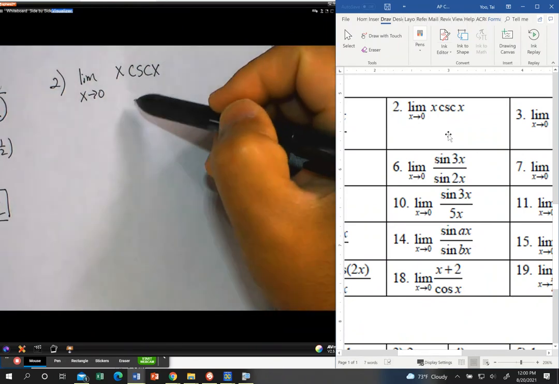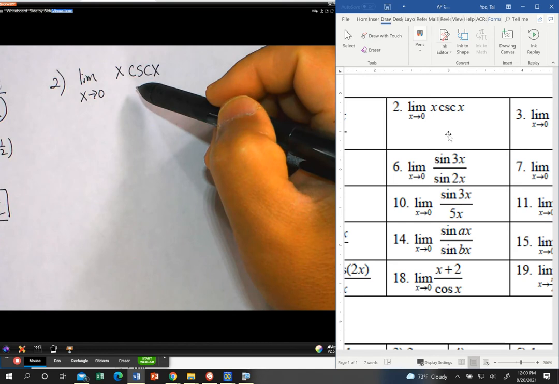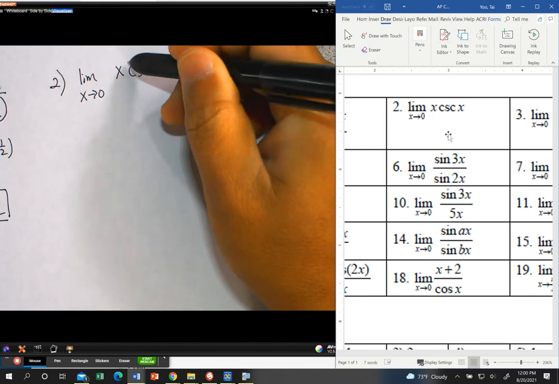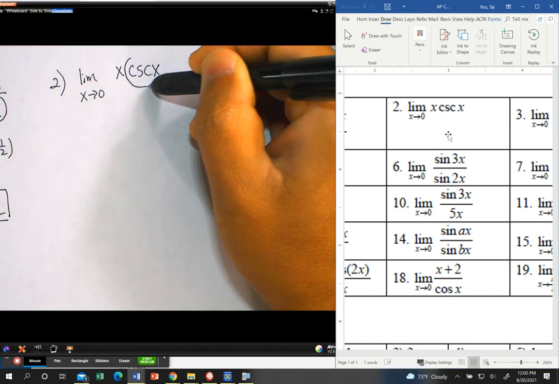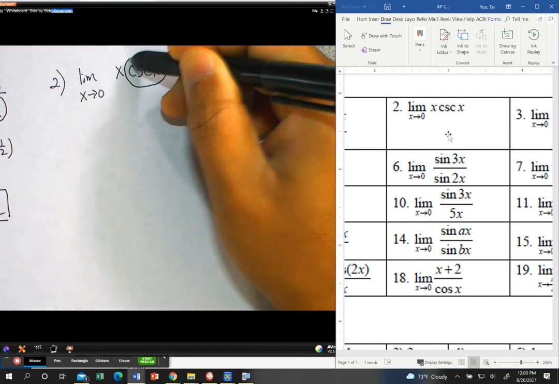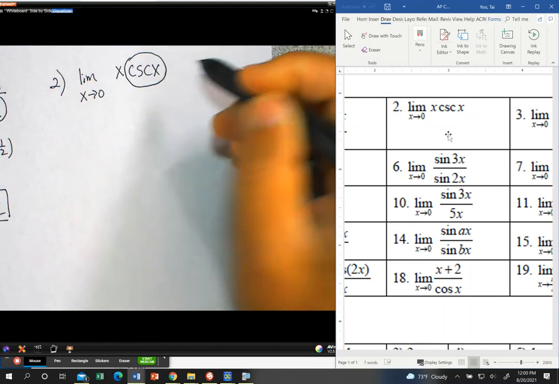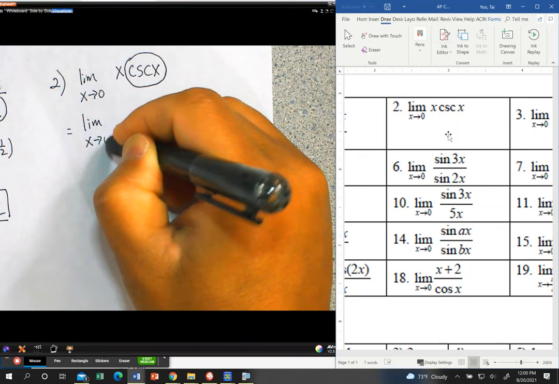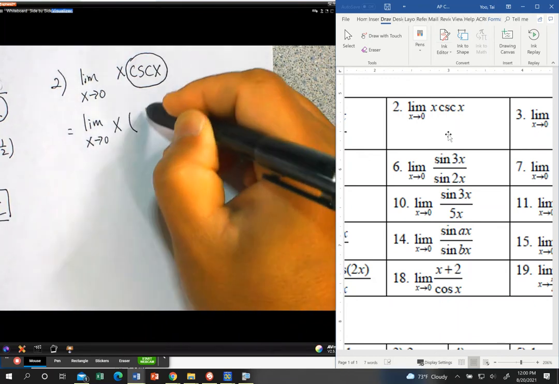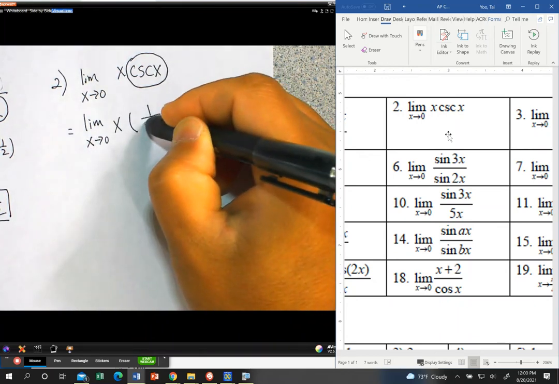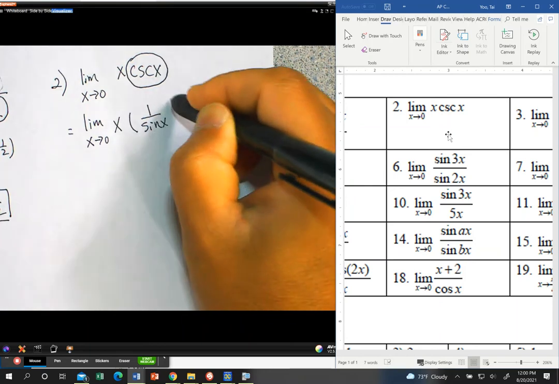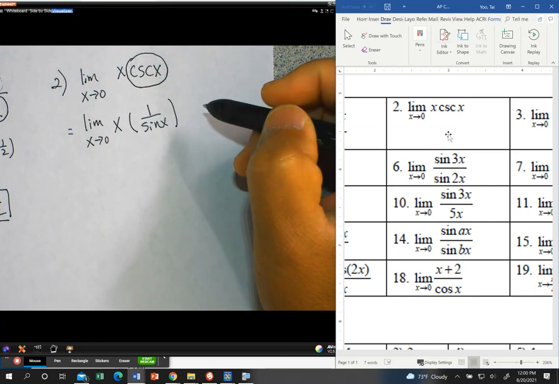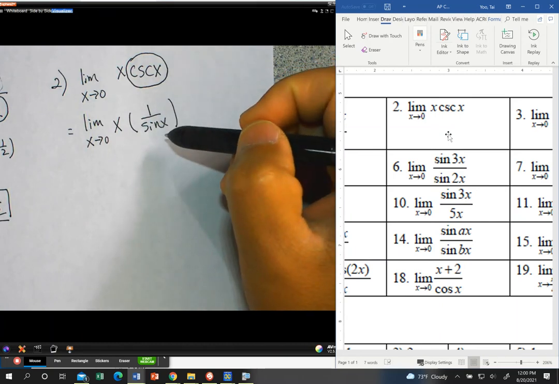Okay, so does it look like one of our formulas that is on the top, A, B, or C? No, it does not. So there's a trick in changing this. Anybody know how to change cosecant x? Yeah, very good. This is limit x goes to 0, x times 1 over sine x. Okay, how many of you got that? Alright, good, excellent.